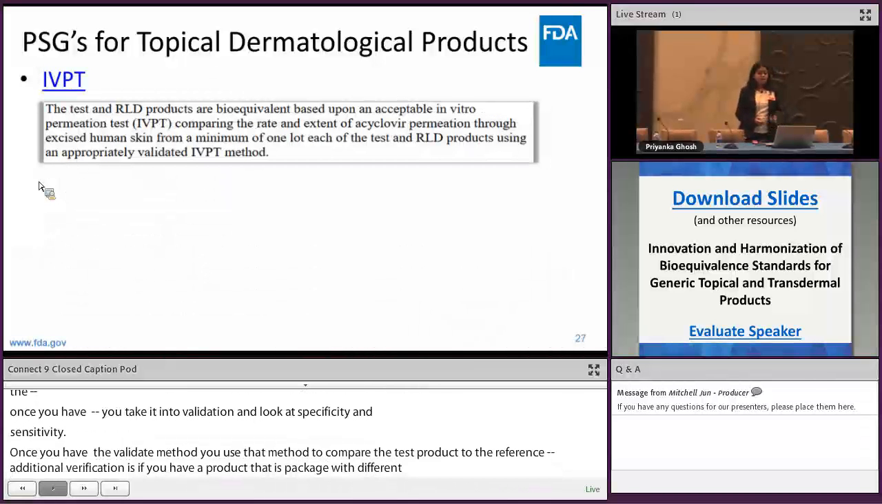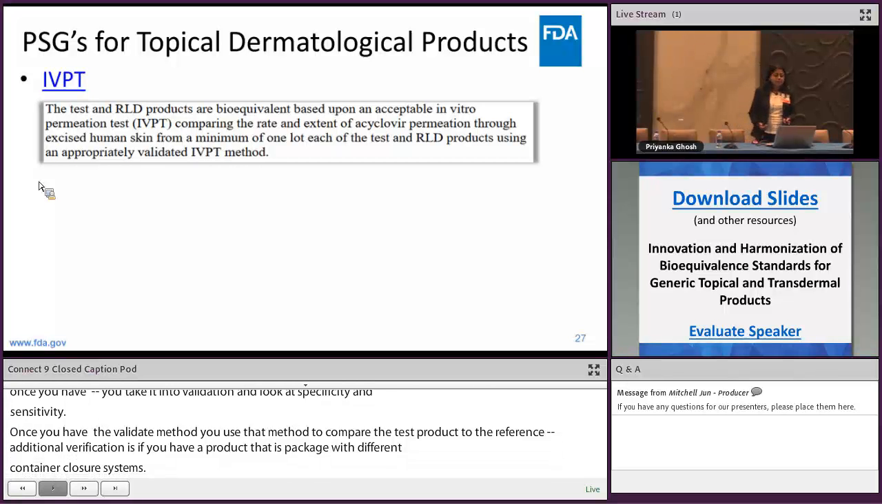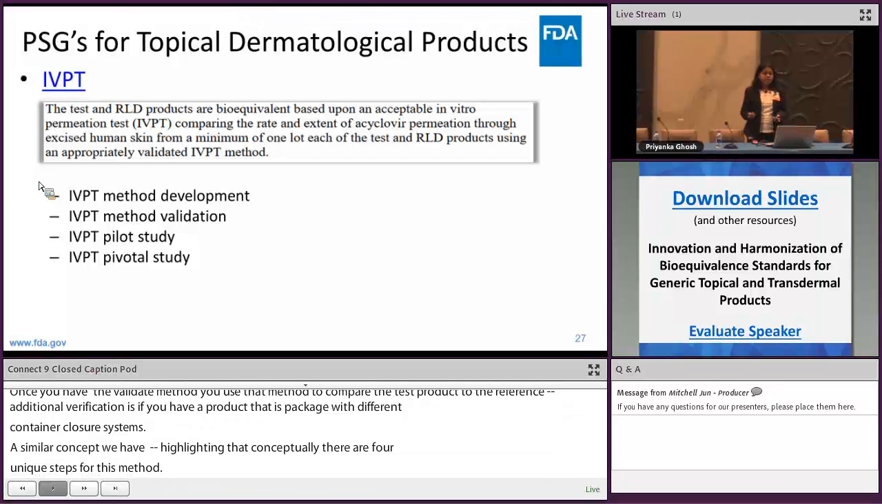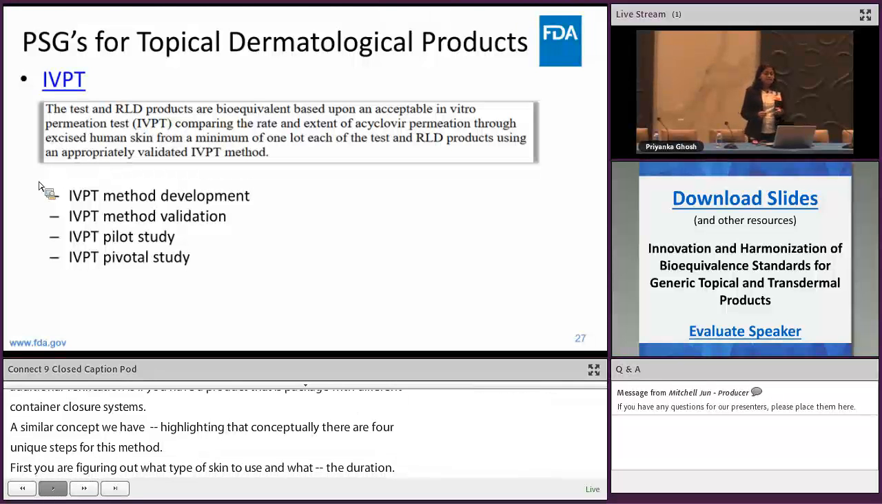For IVPD, again, a similar concept. We have the recommendations laid out within the acyclovir cream guidance. Again, highlighting that conceptually there are four unique steps for an IVPD method. First one, method development. Again, you are figuring out what type of skin to use, what type of barrier integrity test, the apparatus, the dose, the duration. Then you take that method into validation where you are looking at sensitivity and selectivity.